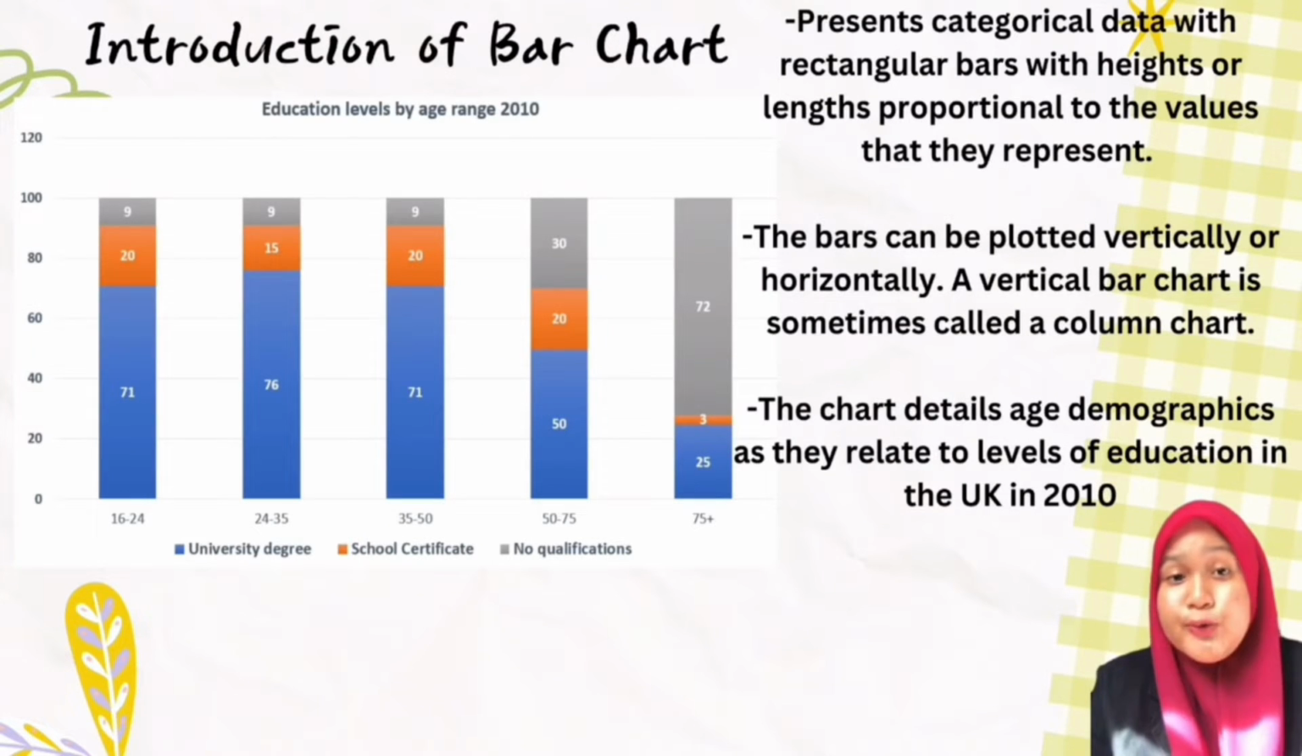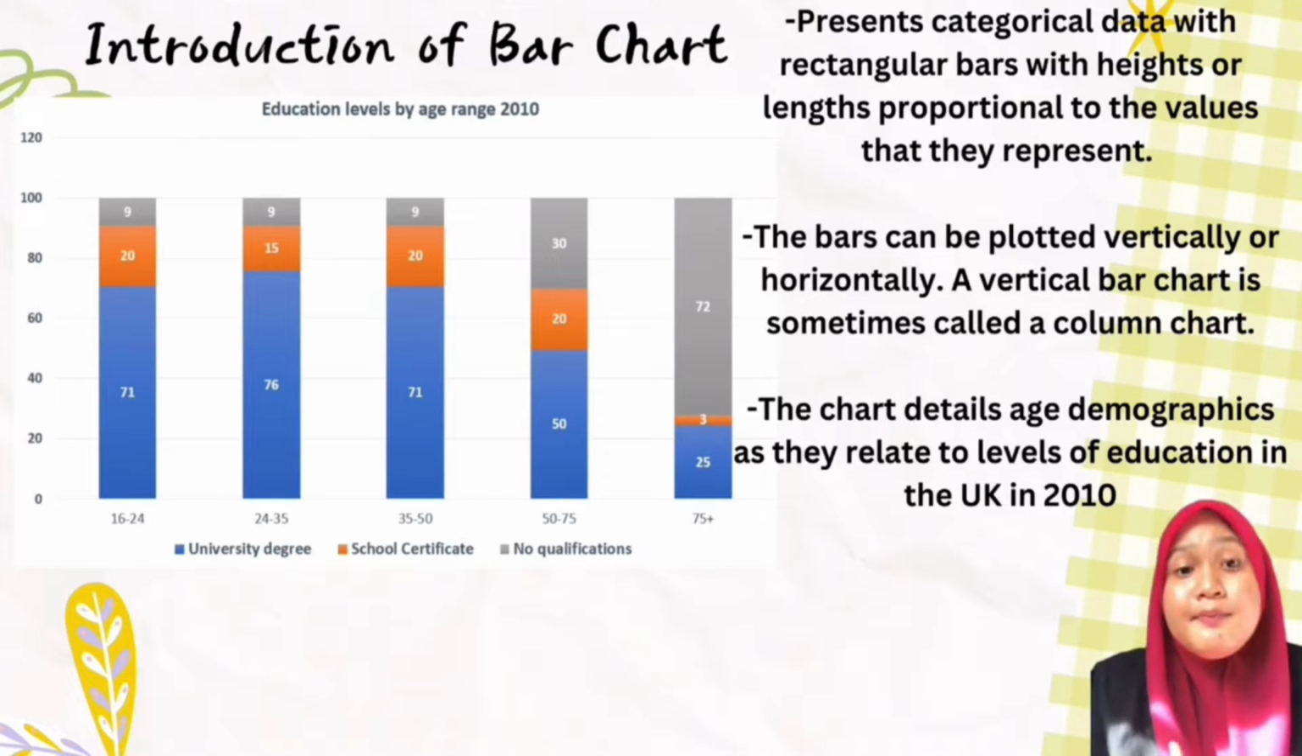Last, we choose bar chart. What is bar chart? Bar chart presents categorical data with rectangular bars with height or length proportional to the value that they represent. The bar can be plotted vertically or horizontally, and then the bar chart is sometimes called a column chart.